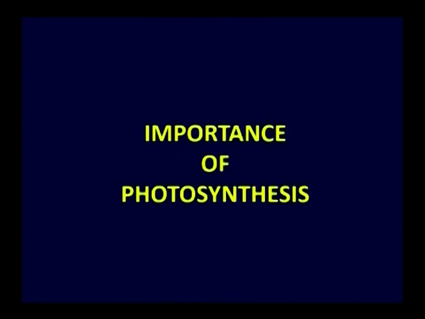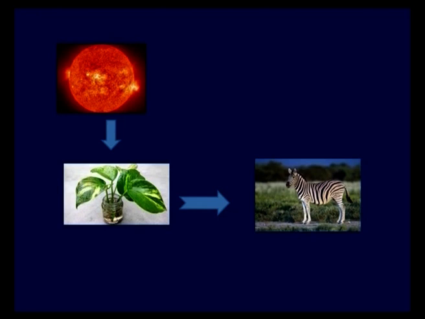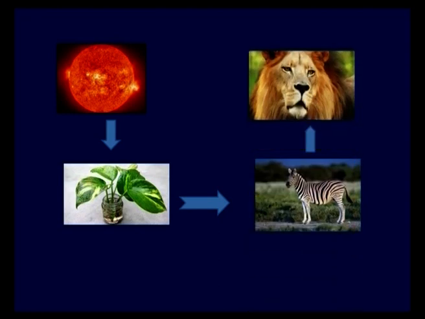Now let us discuss the importance of photosynthesis. See this activity by taking some examples. Now see here, when sunlight is present, the plant synthesizes its food material, and the food present in the plant is taken up by another animal, the herbivores, and next these herbivores are again eaten by the carnivores. This is one food chain in an ecosystem.